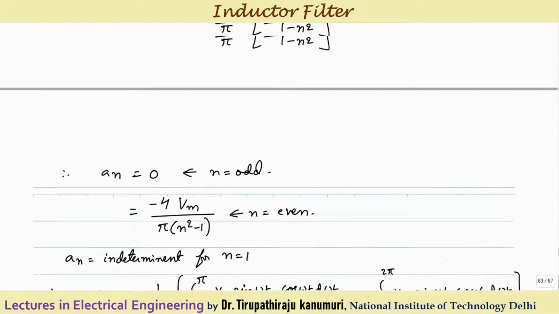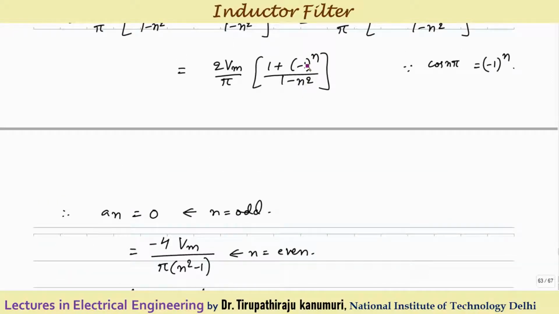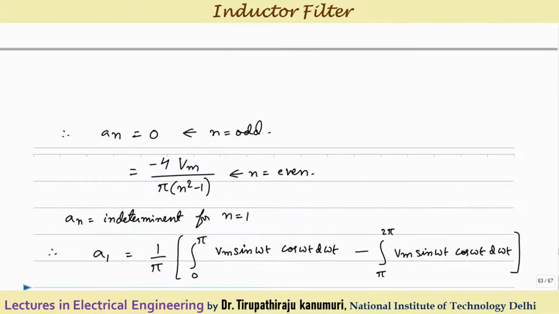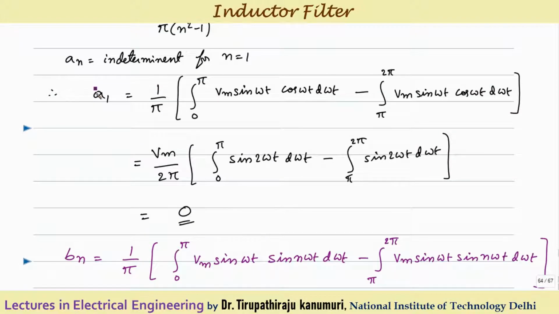Now coming to the even number, so when n is equal to even, this n plus 1 becomes positive, this will become 2. So that's why we can write it as 4Vm by pi into 1 minus n square. As n is greater than 1, I am reversing it, so minus sign will come here. Minus 4Vm by pi into n square minus 1. This is for n is equal to even. So I have already discussed this an will become indeterminate for n is equal to 1, so I am calculating it separately.